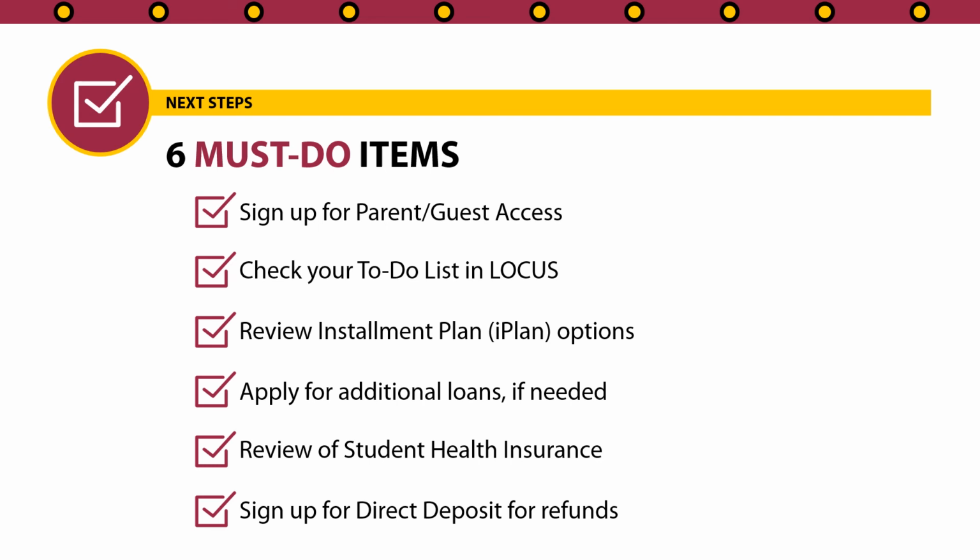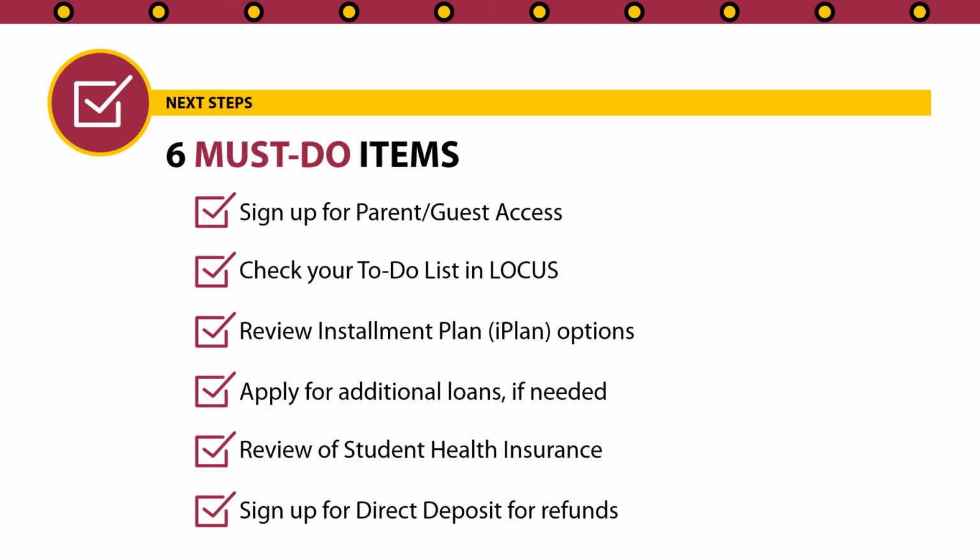Review installment plan. If you're needing the optional installment plan, you can definitely review that in Locus as well. Remember, you're not charged the $105 non-refundable enrollment fee unless you actually sign up for the installment plan. So feel free to browse the options on that and see what your payments could be. If you know you're definitely going to need an additional loan, please start applying for that today so it can disburse on time. Review the student health insurance.